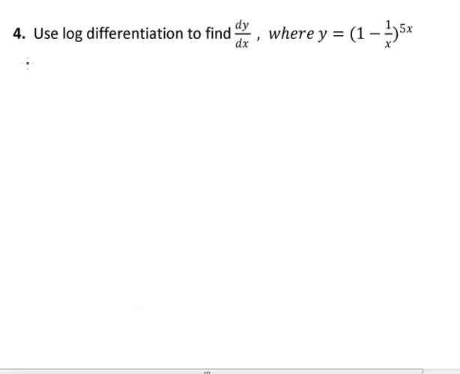In number 4, we're asked to use log differentiation to differentiate this function. Whenever we have x in the base and x in an exponent in some sort of exponential expression, then we have to use log differentiation. Okay, so we'll start by taking the log of both sides. So we have log y is equal to, and I'll bring the 5x down right away, taking advantage of the log properties.